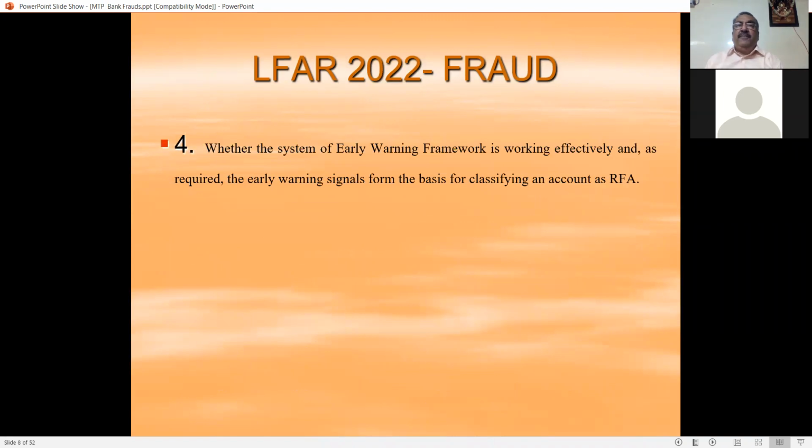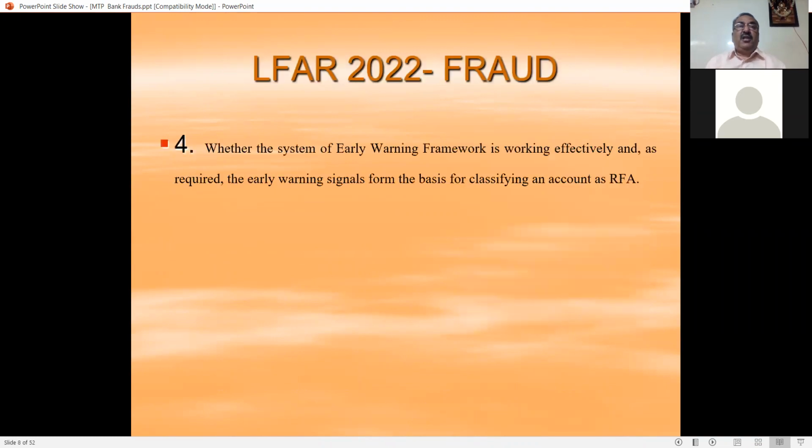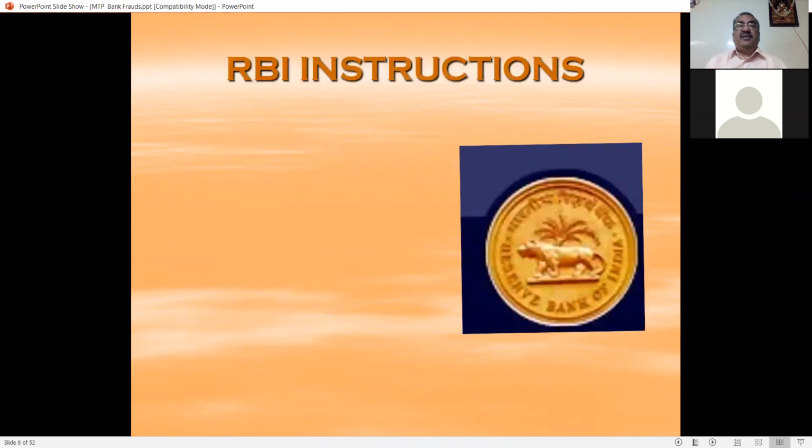And the fourth one, RFA, red flag account. Whether the system of early warning framework is working effectively, and whether the early warning forms the basis of classifying an account as RFA. So this is the fourth thing that you have to do as per the LFAR. This is the new LFAR. Now, what is the RBI instruction?